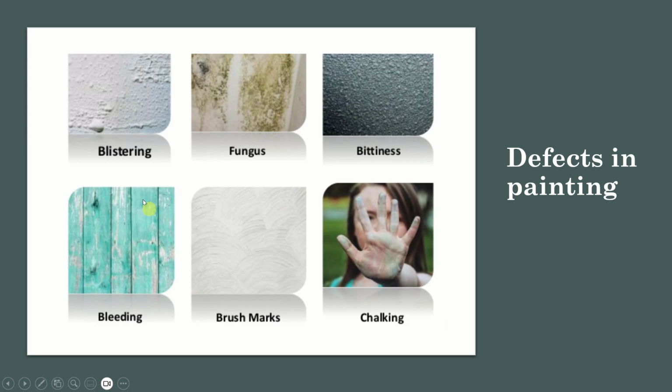The defects in painting, if you see, is the blistering. So you can see the bubbles over it. That is called blistering. Fungus, so growth of bacteria and algae. Bittiness, if you see the harshness here is a bleeding. The removal of paint as patches. Brush marks, so improper painting. That indicates chalking. So if you touch the paint, your hand will absorb the paint color, that's chalking.